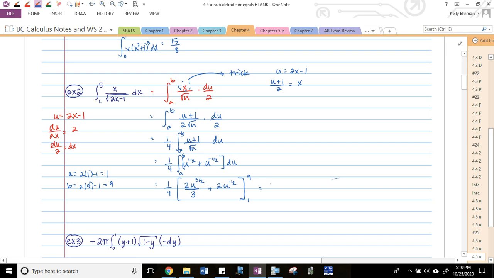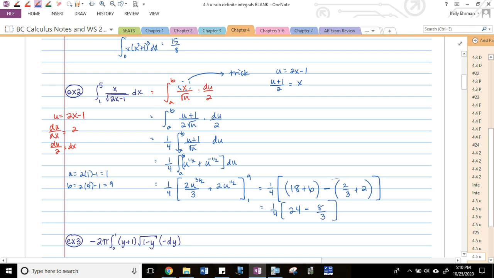All right, so what do we have? We have 1/4 times what? When you plug in 9, you're getting square root of 9 is 3, to the third is 27, divided by 3 is 9, times 2 is 18, plus 2 times 3 is 6, minus, now you've got to plug in 1. 2 times 1 divided by 3 is 2/3, plus 2 times 1. 1/4 times 24 minus 2/3 plus 6/3 is 8/3.